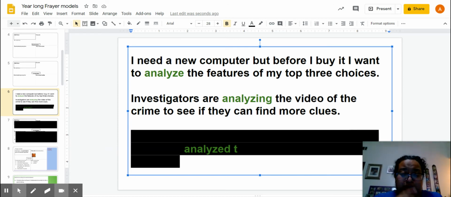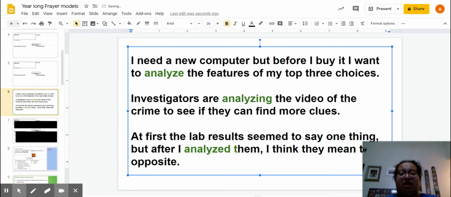Analyze means, and don't just put your guess, but use a complete sentence. So say, I think analyze means, or I predict, my guess, I infer that analyze means blah, blah, blah. Write your answer. And now we're ready for the last sentence.